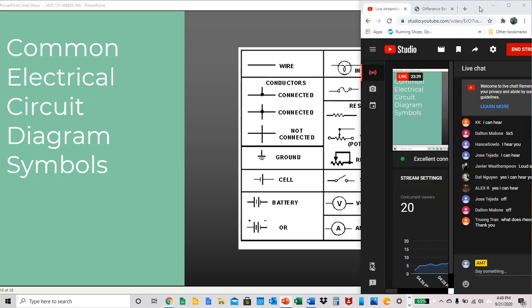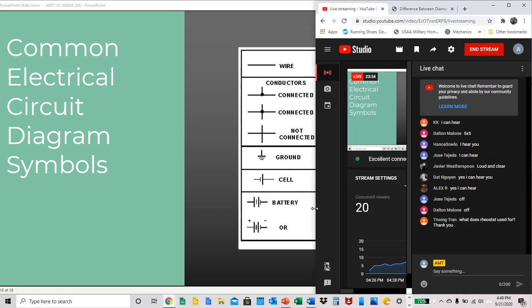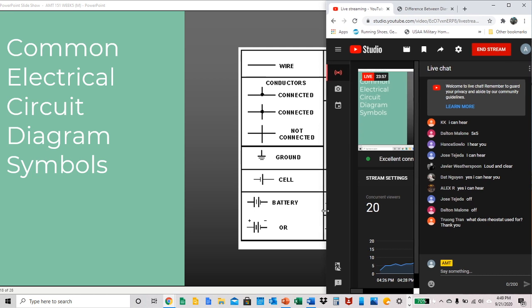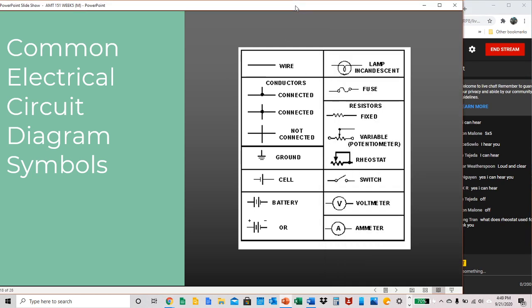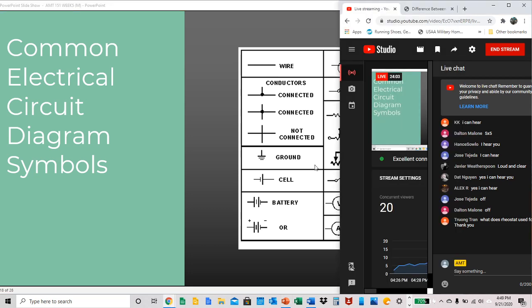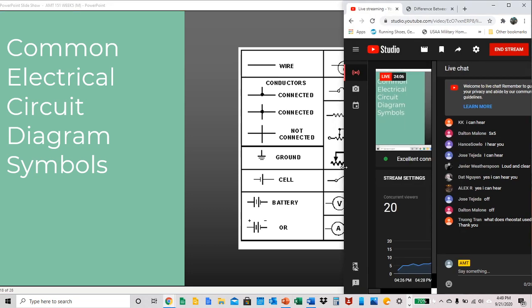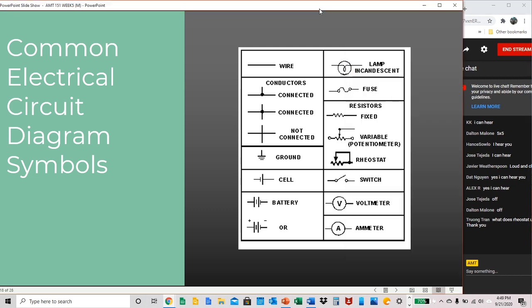I see that Tran asked, what does a rheostat use for? Let me see if I can see this whole question. So that is a good question, and that was also covered in one of your previous lectures. Does anybody remember what a rheostat is used for? What the purpose of a rheostat is? I believe, actually, the rheostat information is in the lecture when I was having trouble with the internet.